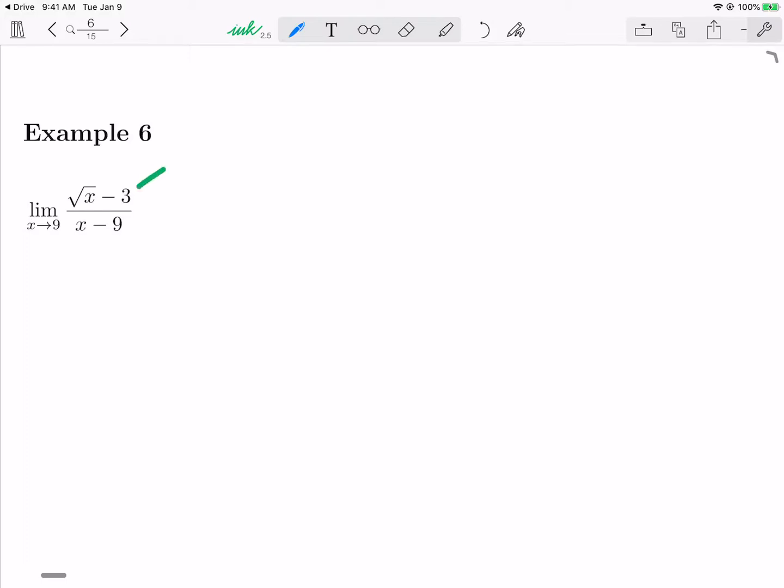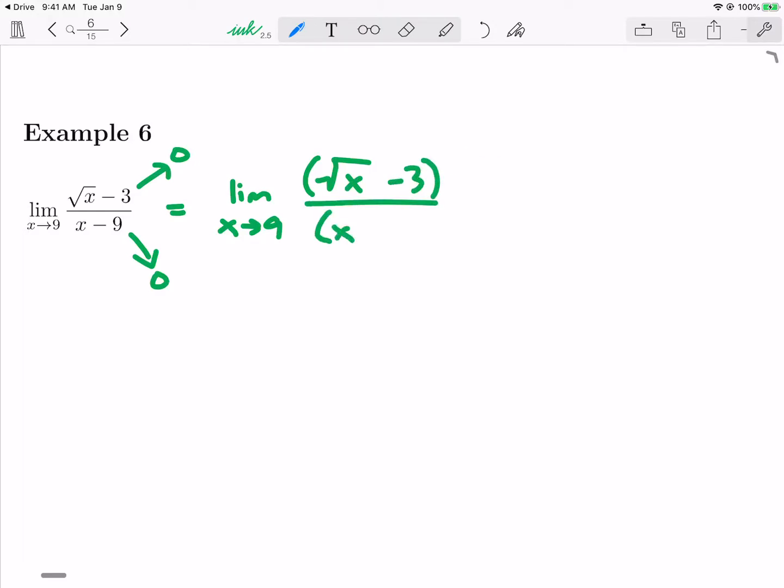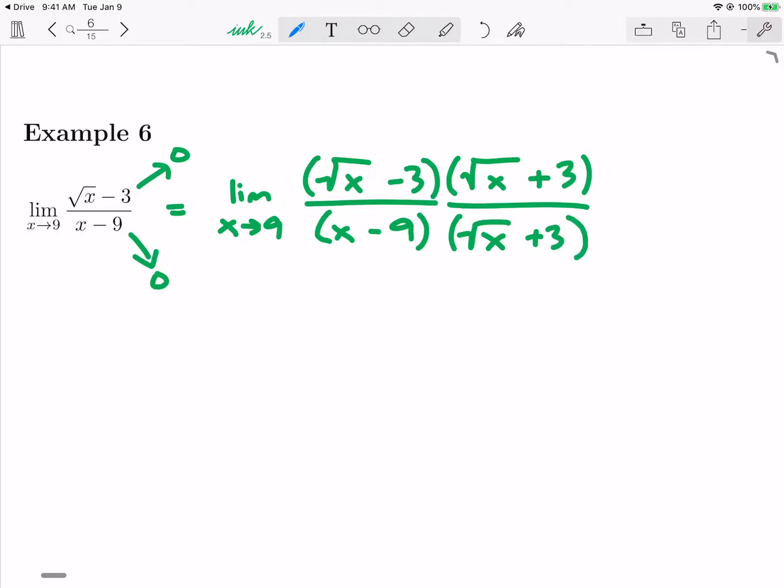This one is another one where the top will evaluate to 0 and the bottom will evaluate to 0 when you compute the limits of numerator and denominator. So I need to do some algebra. So I'm going to take this square root of x minus 3 and the denominator x minus 9. I'm going to multiply each of those by the conjugate of the numerator. So instead of a -3, I will do a +3. What this will help me do is get rid of that square root in the numerator.